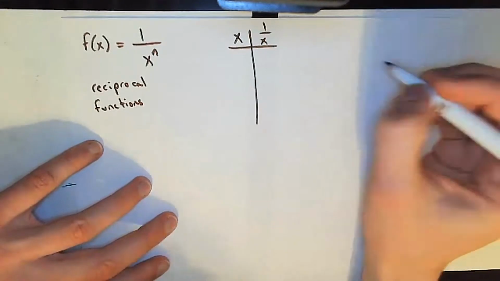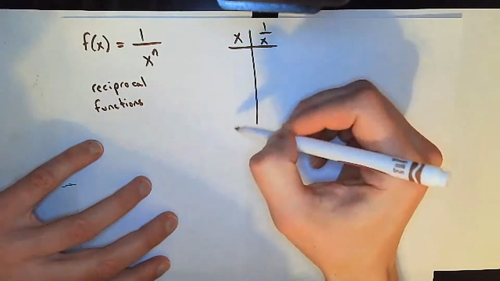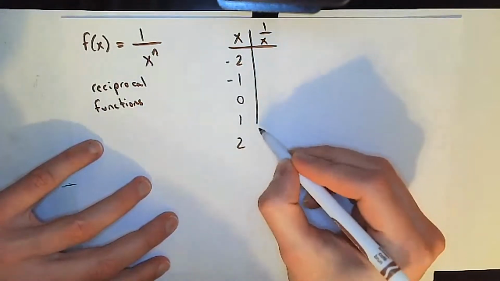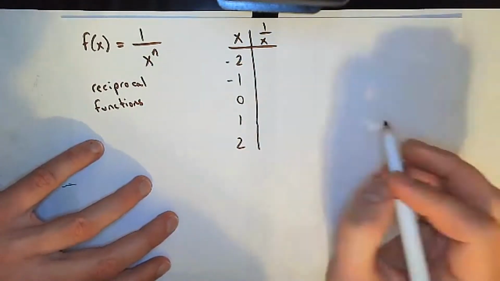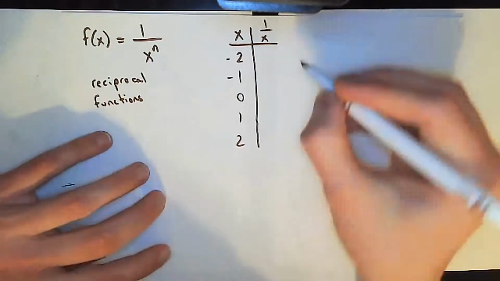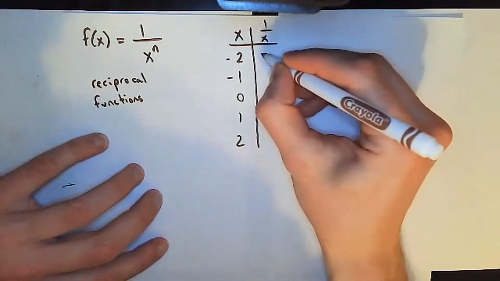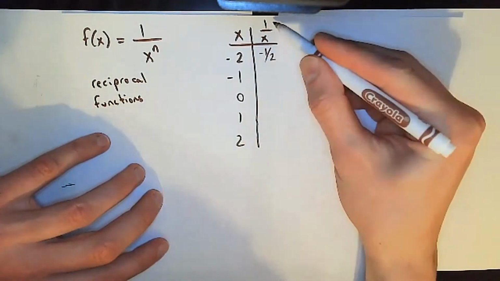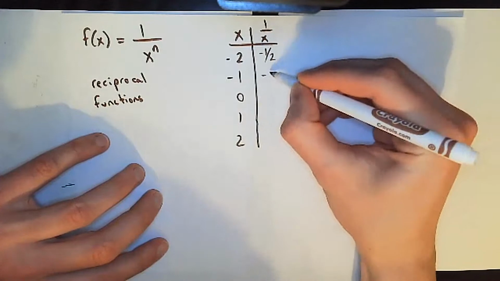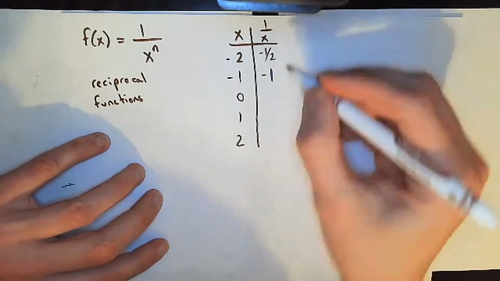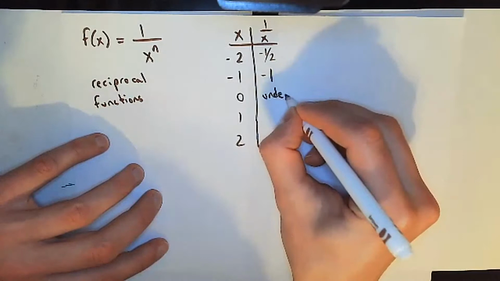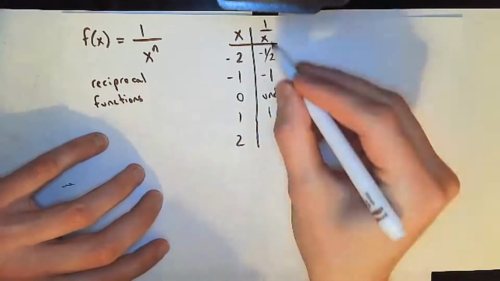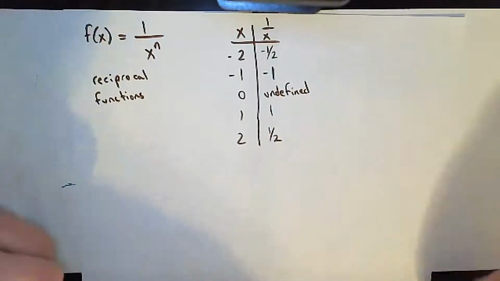Now those classic values to pick are -2 through 2. So maybe I'll just naively start with that and see what happens. The worst that can happen is it's a bad table of values and I just have to start over. That's not too awful. So if I put a -2 in the bottom here, I'm going to get -1/2. -1 in the bottom is 1 over -1, so I'll call that -1. 0 in the bottom, that's undefined. That's okay, you can write that undefined. 1 over 1 is 1, and 1 over 2 is 1/2.